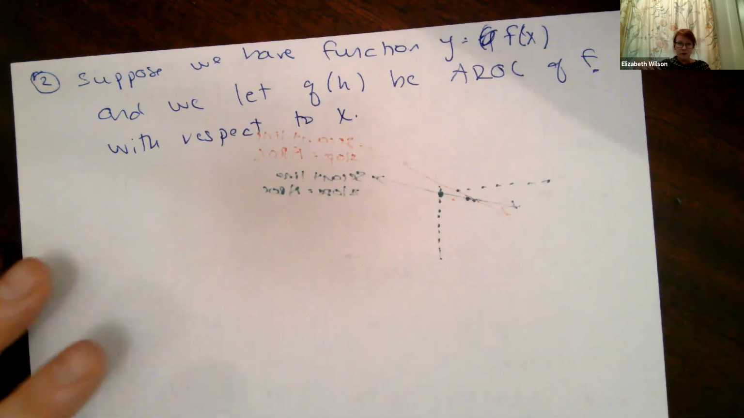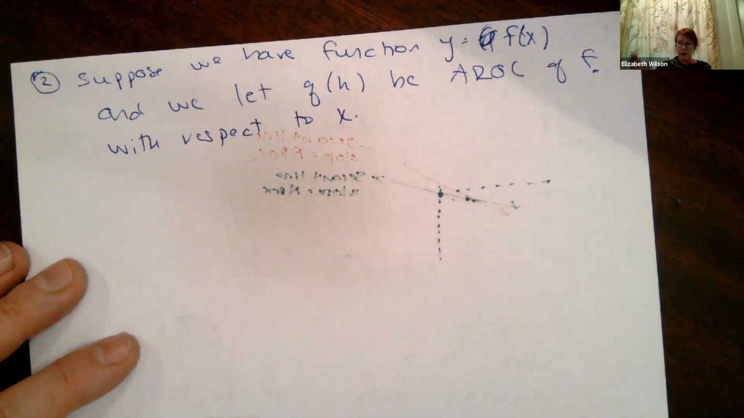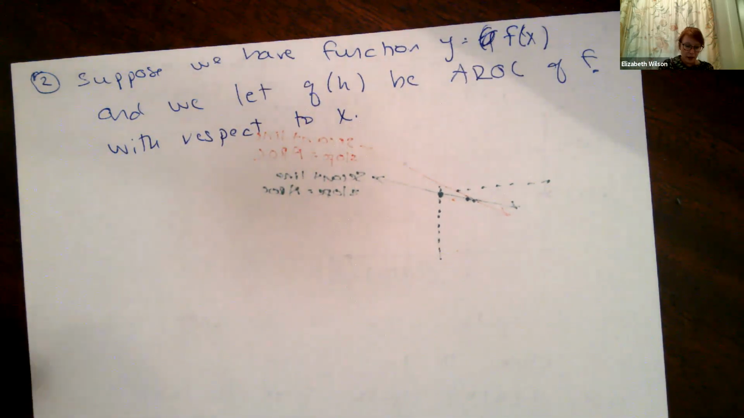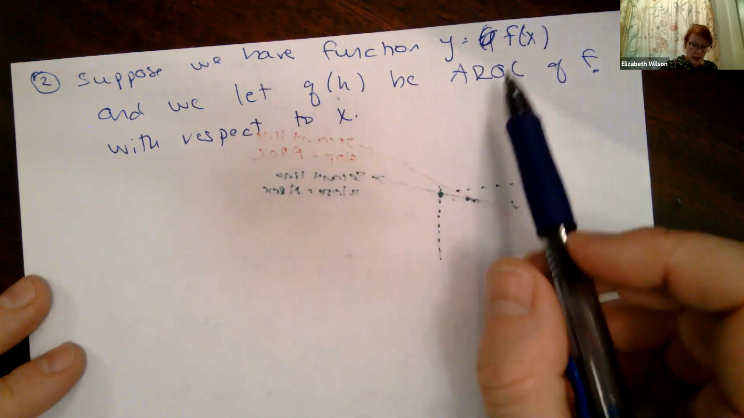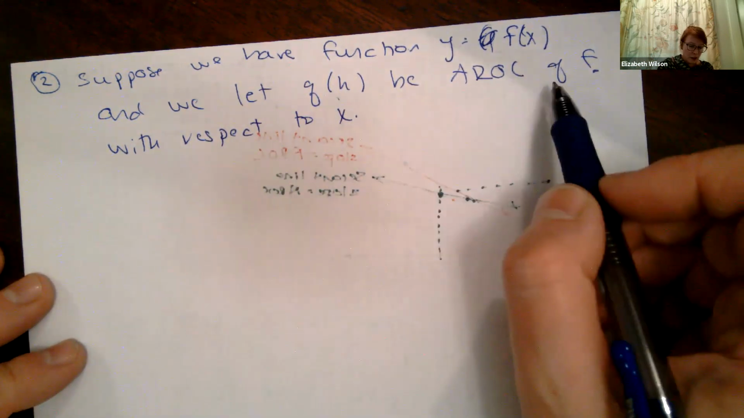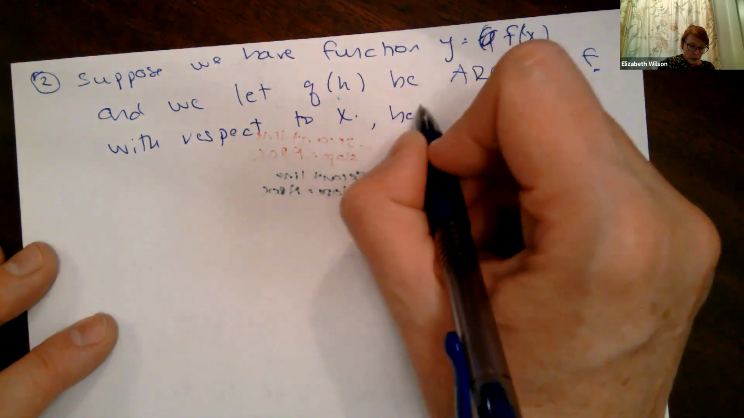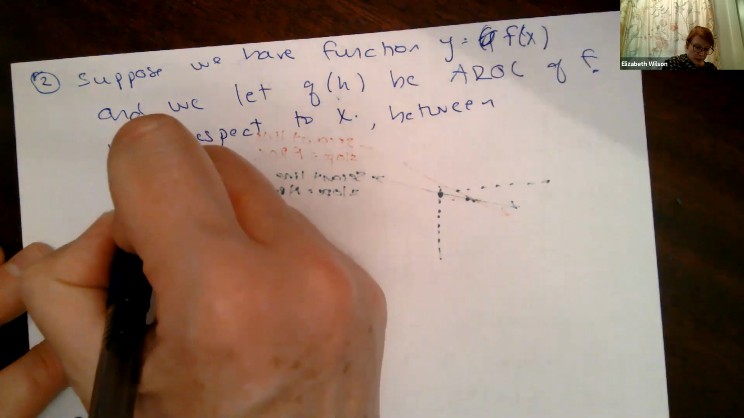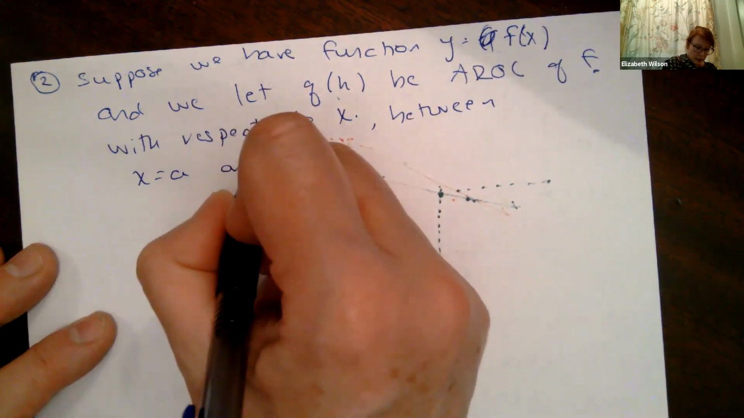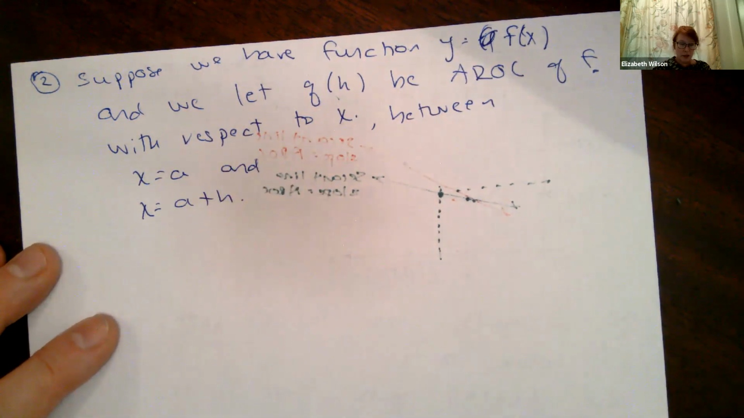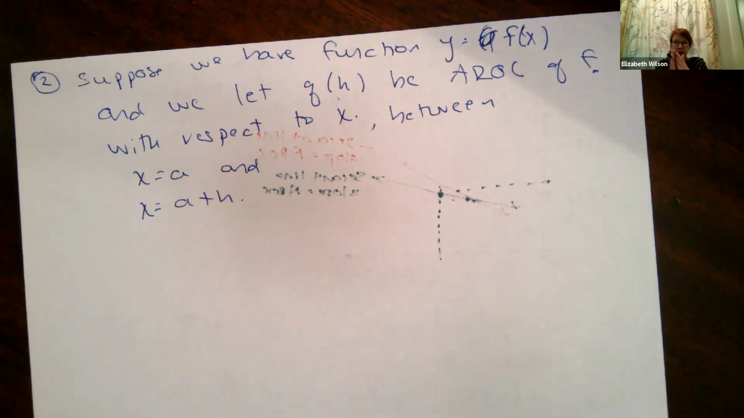Okay, so I've got this function. It's kind of like what we did before. I've got this function, I've got a secant line, and the average rate of change is the slope of that secant line. So this function q of h is going to be the average rate of change of our function f with respect to x between the values of x equals a and x equals a plus h. It goes back to that graph that we just did, where I have x and some distance away, x plus h, that I'm looking at.